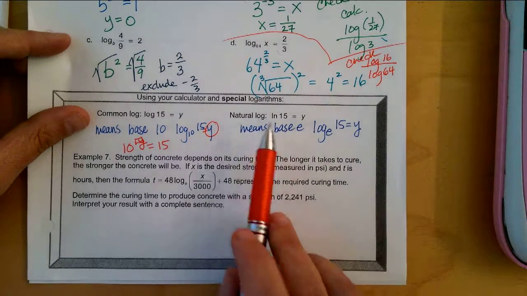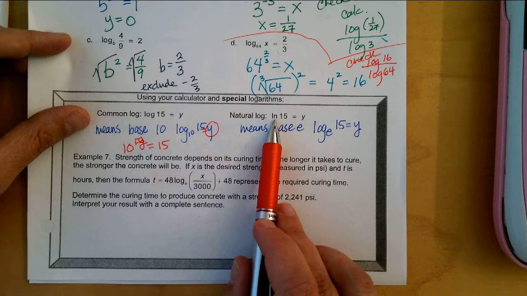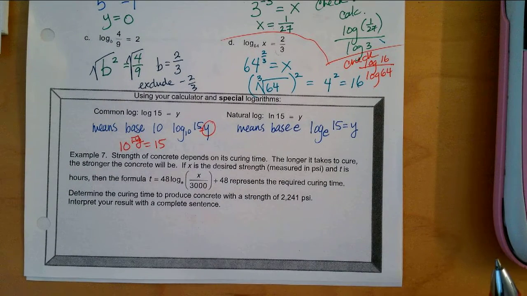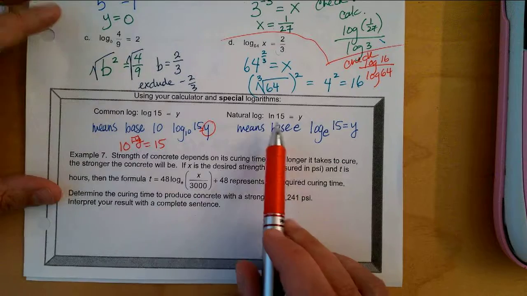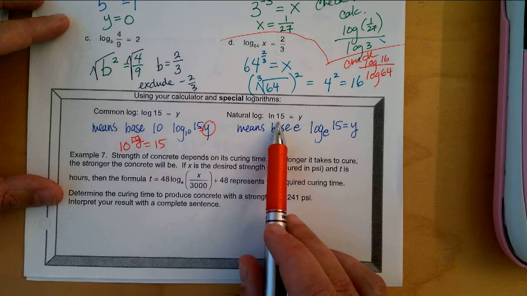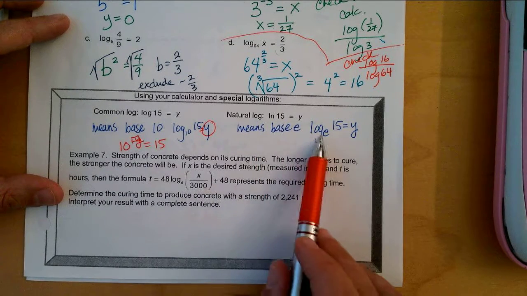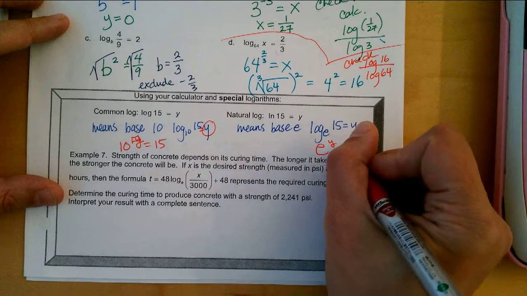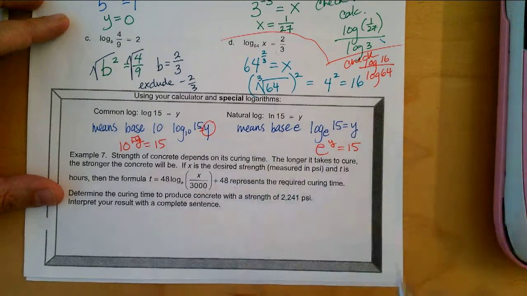Okay, if you see ln, it's really weird because that says ln, but it's actually read natural log. Because ln, natural log, should be nl. But anyway, ln of 15 is log base e. So that would mean e to the y power equals 15.